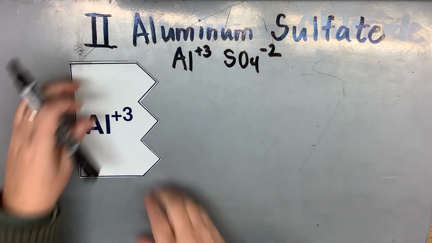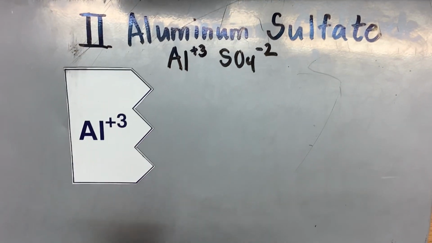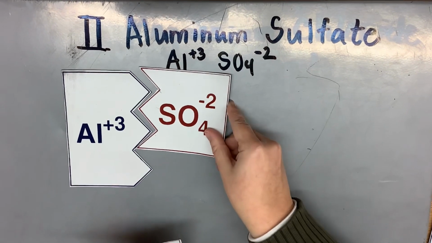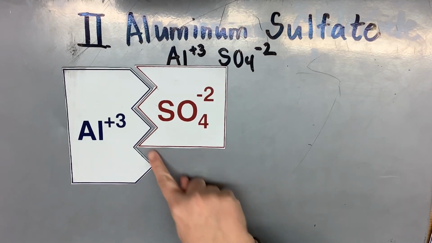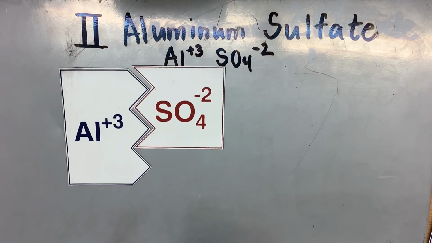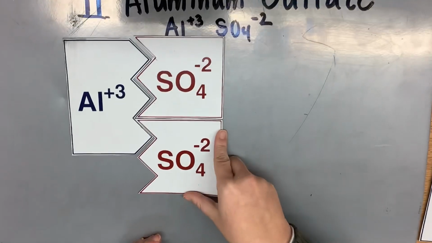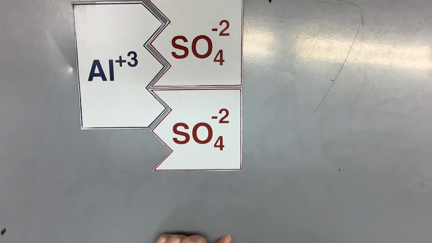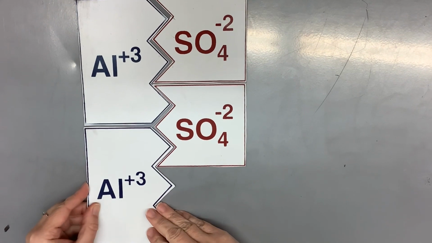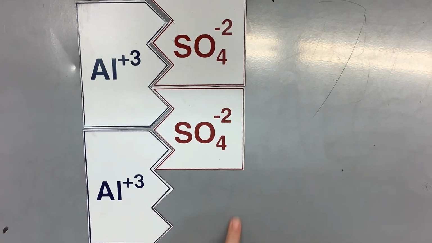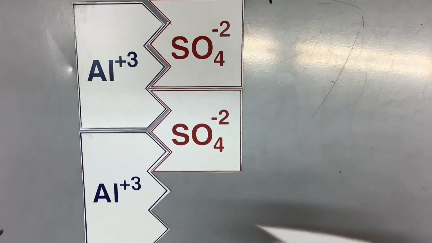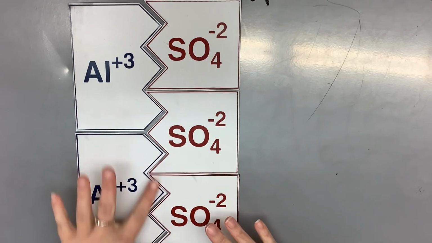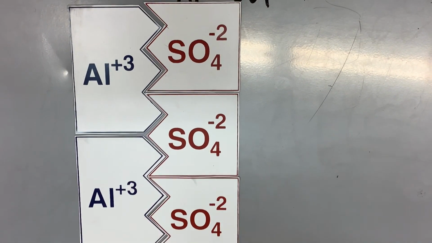Okay? So when we put this one together here, we have our aluminum piece, and then we're going to attach our sulfate. But now we have this extra spot here, so that means we need more sulfate. When I add that, then I have extra space here, so I'm going to need more aluminum. So I'm going to add another aluminum here. Now I have extra space here, so I have to fill that in with my other sulfate. Now all my pieces match, so I can write my formula.